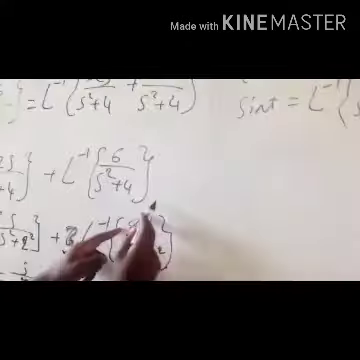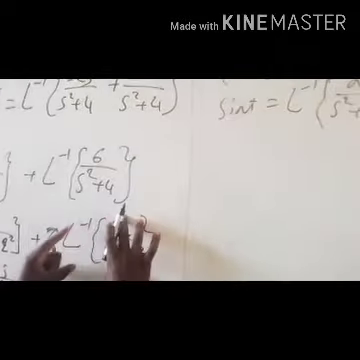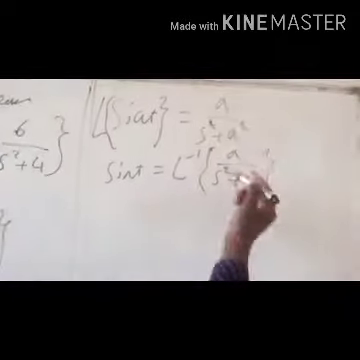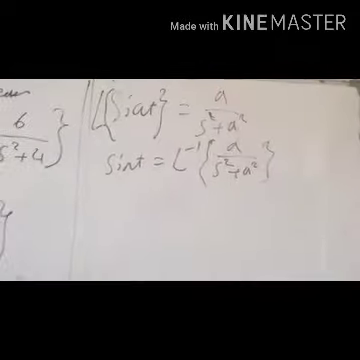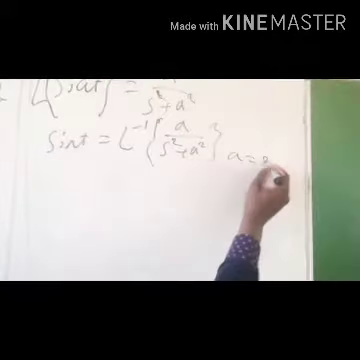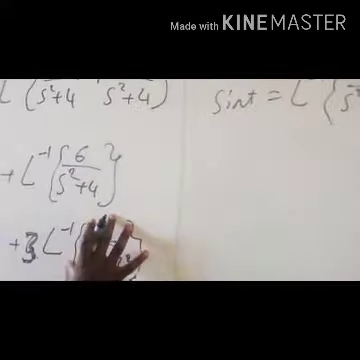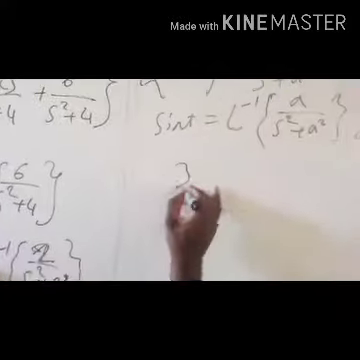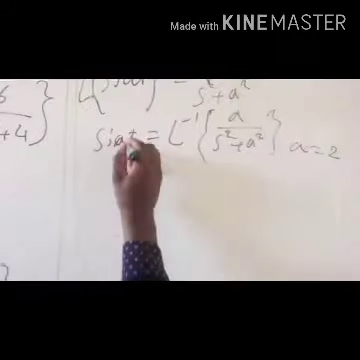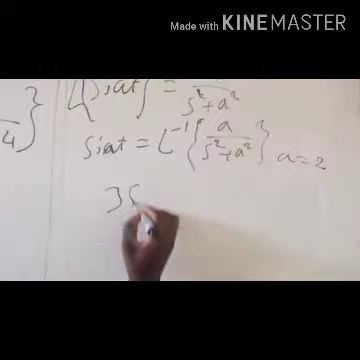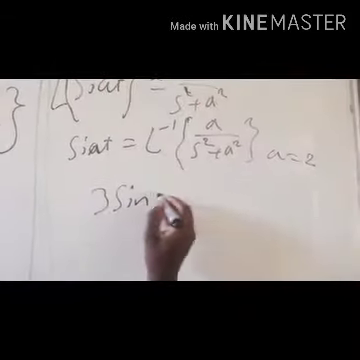If we have this, by comparing this equation and this for the sine, we get a which is equal to 2. And if we have a equal to 2, this equation and this are the same, we remain with 3. This inverse Laplace transform will give sin of at, and with a equal to 2, it is sin of 2t.